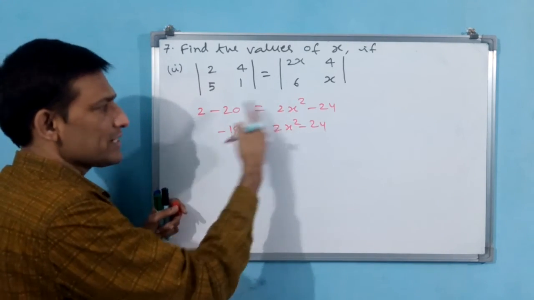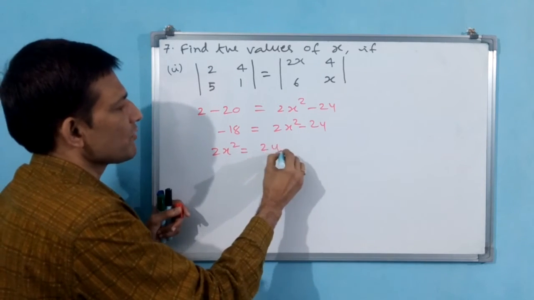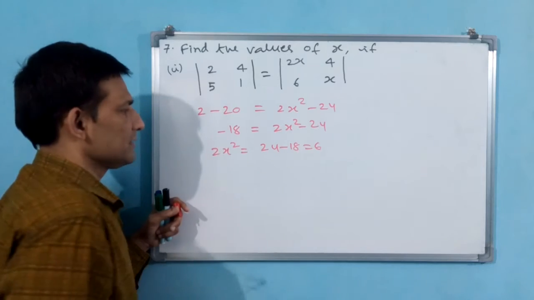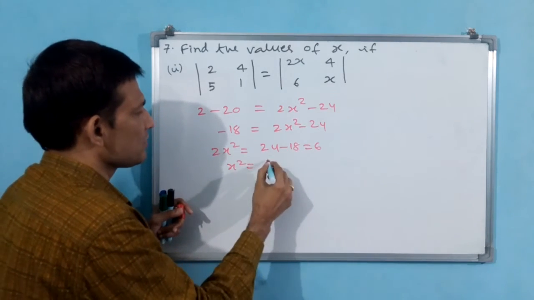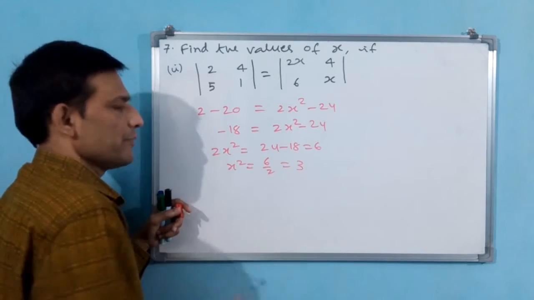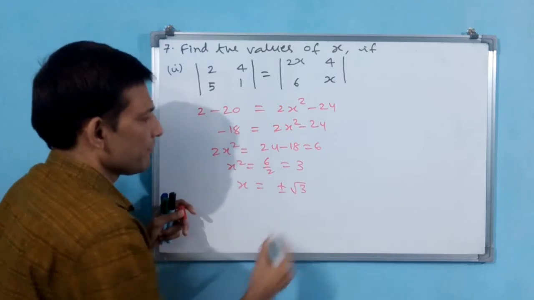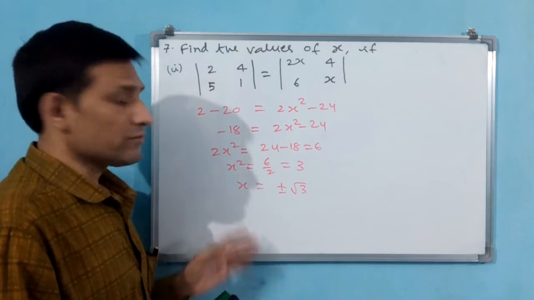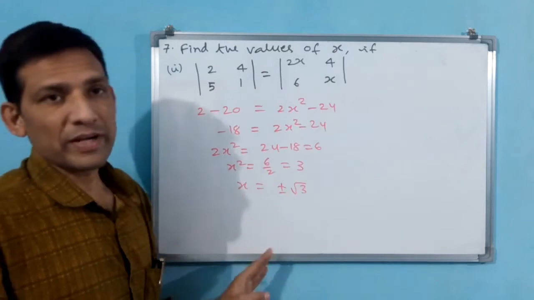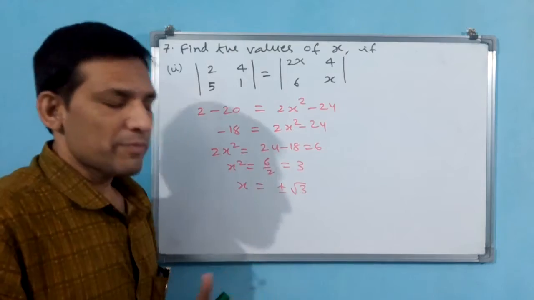And now you see, you send this 24 this side. 2x square is equal to 24 minus 18. That is equal to 6. X square is equal to 6 by 2. That is equal to 3. X is equal to plus or minus root 3. Is it okay? Okay. X value is plus or minus root 3. He is asking us to find the value of x. That's all. Have find.